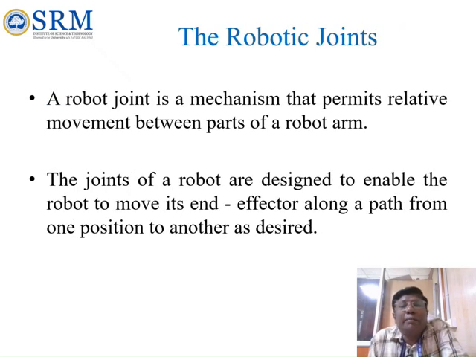And the robot joint is a mechanism that permits the relative motion between the parts of the robotic arm. So as I always told, the stepper motor or servo motor is connected at the end, and when you are giving a signal, it has to process to the end effector where it has to move. So the mechanism should provide the relative motion. And the joints of the robot are designed to enable the robot to move its end effector along a path from one position to another desired one. So the joint has to go to the required location where it does the operations.